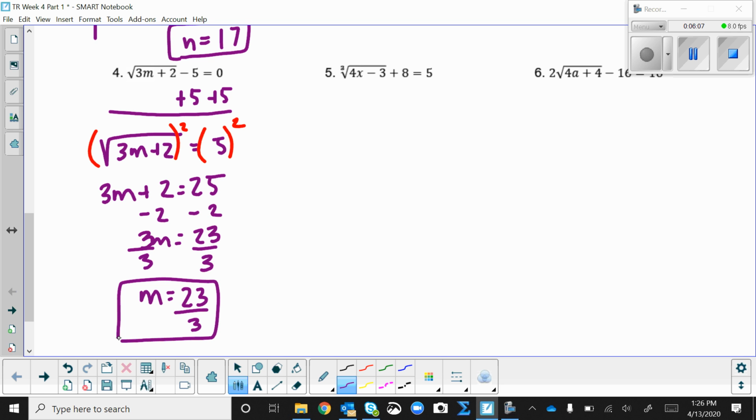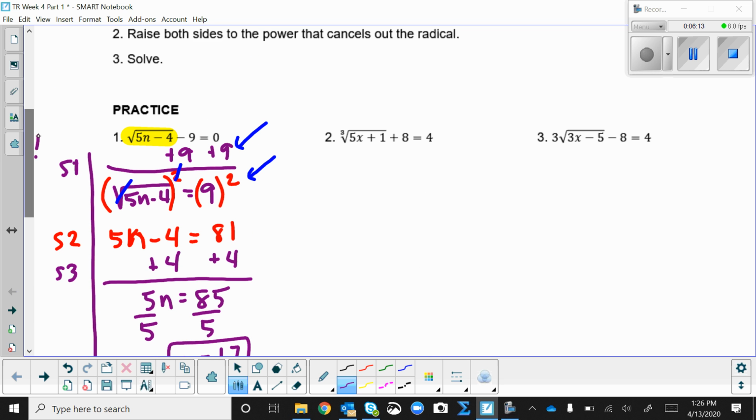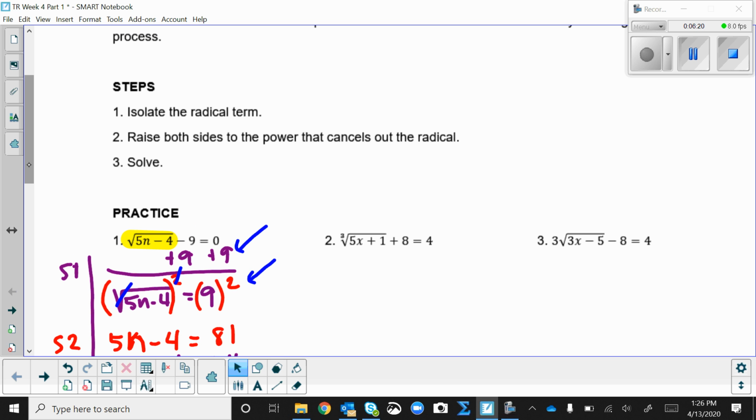All right, so now we're going to level this up a little bit. So go back up to the top of your notes for number 2. And look at that equation for a minute and just notice any differences between that equation and number 1 that we just did.